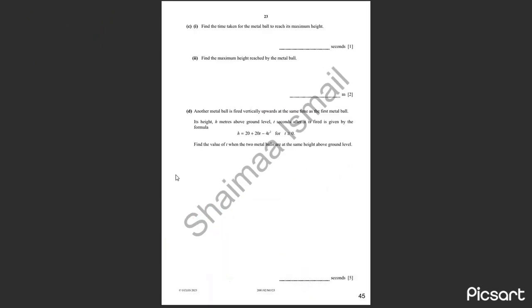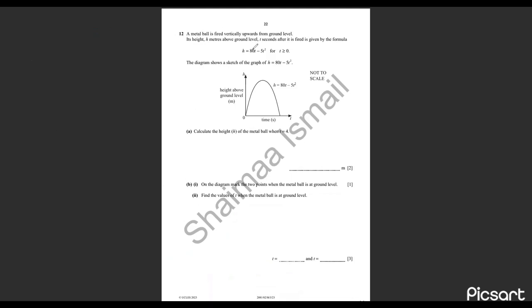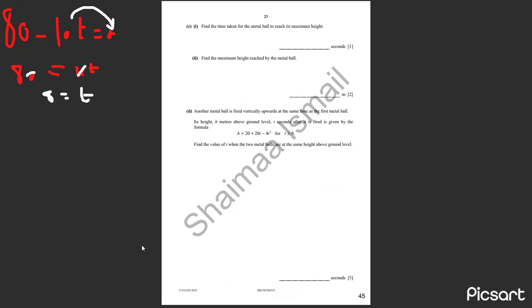Next, find the time taken for the metal to reach its maximum. So we differentiate it and equal it to 0. We say 80 differentiated, minus 10t, equal to 0. Then you get the value of t: 80 equal to 10t, dividing by 10, t would be equal to 8. So the time to reach the maximum is 8 seconds.